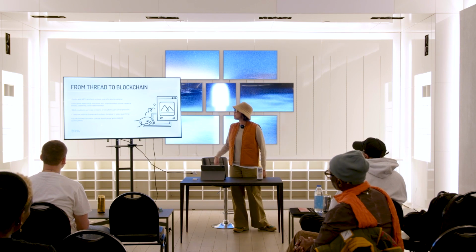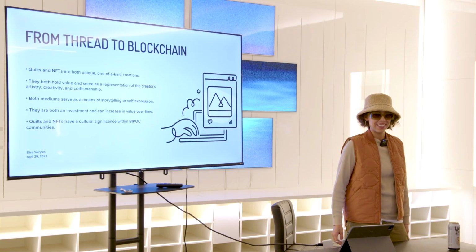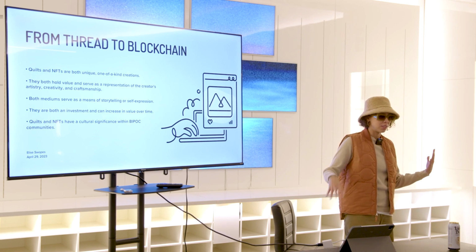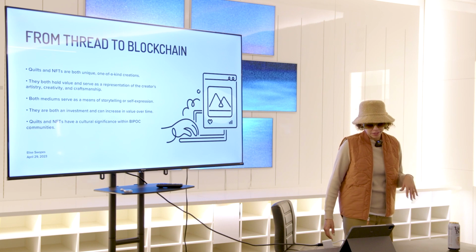I like this title, From Thread to Blockchain. Is that kind of cute? It feels like it. All right, so why are we talking about quilts and NFTs? Don't worry about it, we're gonna get down to it.